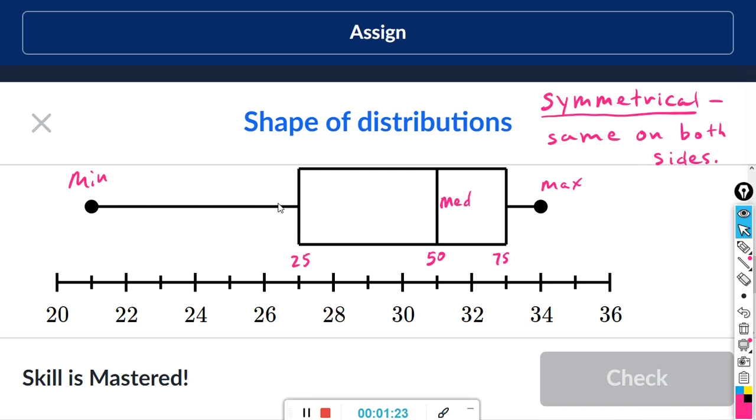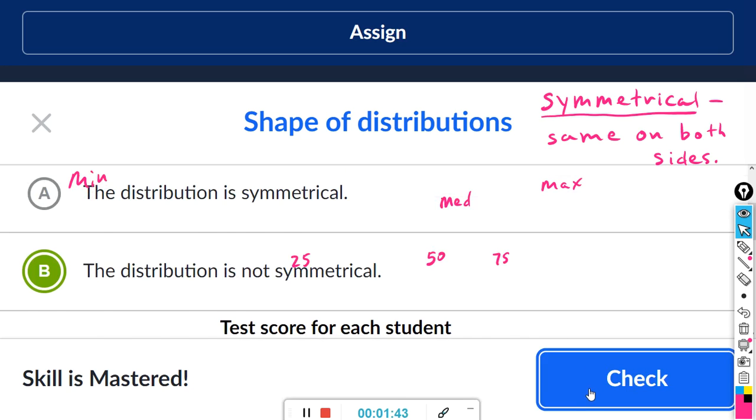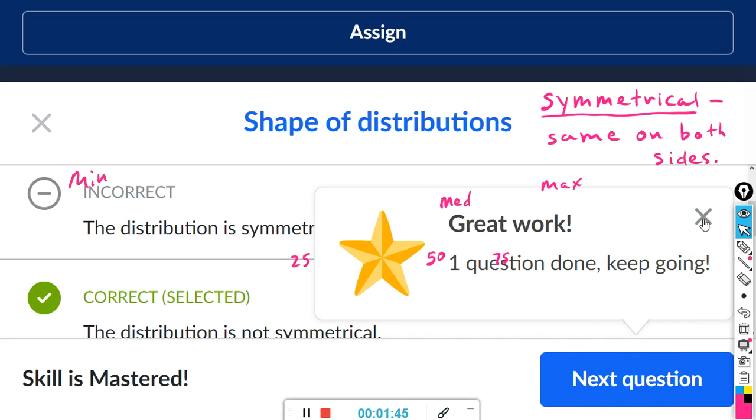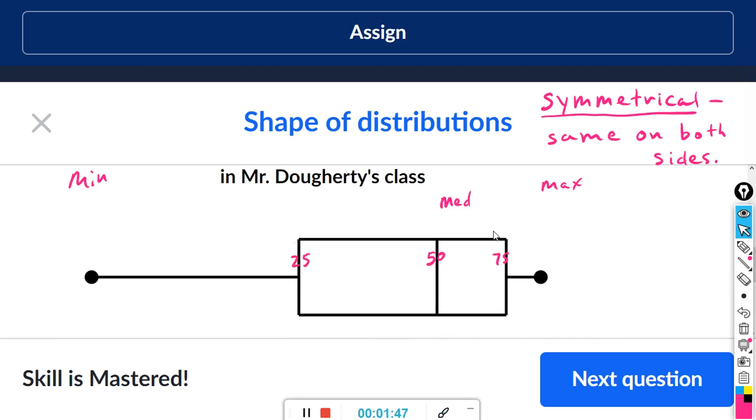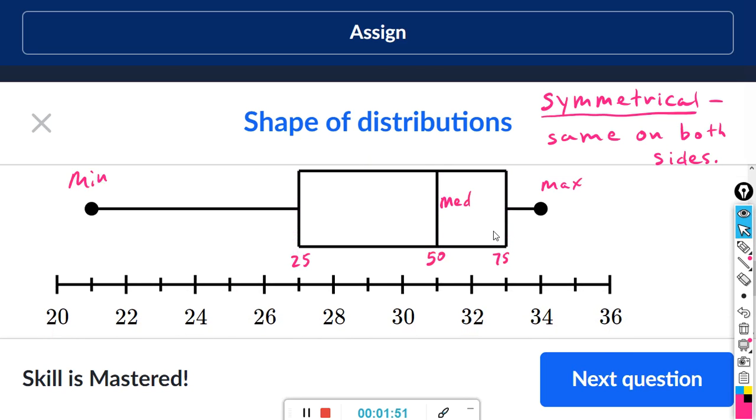Most of the data is on the left, okay? So in this case, this is not symmetrical, all right? So it's only symmetrical or not symmetrical for this, so we can see it's answer B. So basically, symmetrical means it's balanced or the same on both sides. We can see this is not balanced.